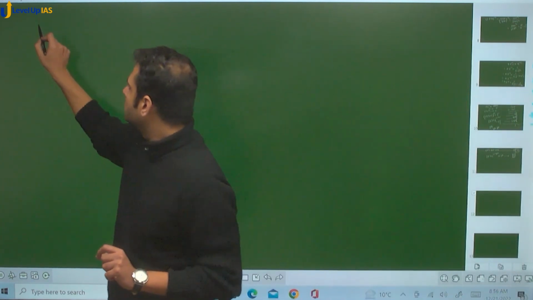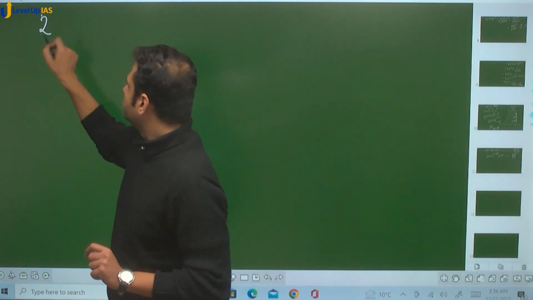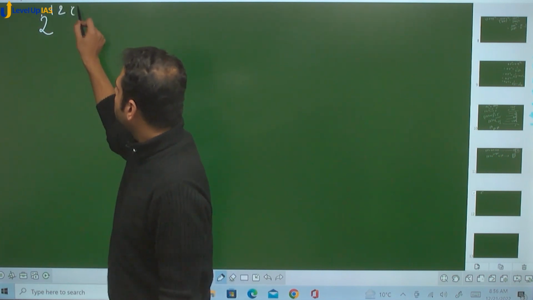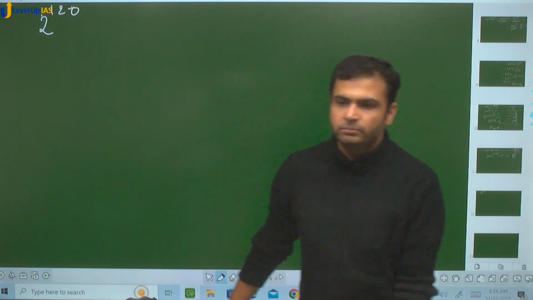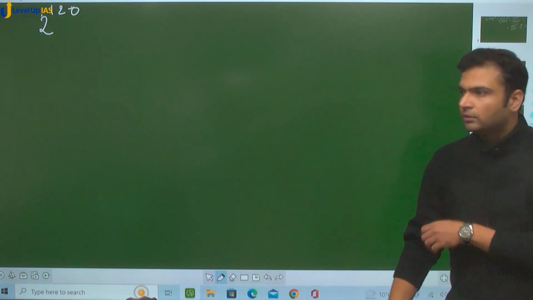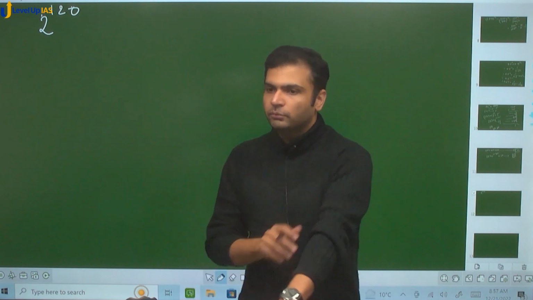Something like 2 raised to 120. I want to find the units place of 2 raised to 120. Now let us write the first few powers of 2.